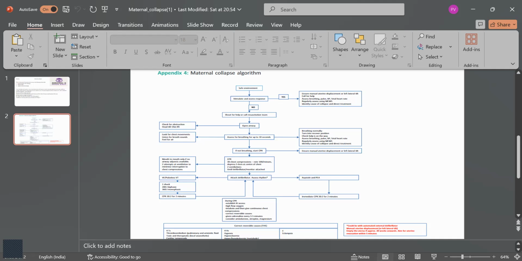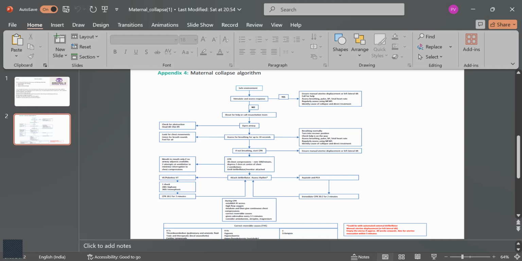Then, once the cesarean section is complete, we will check her vital signs. Then we'll find out what could be the cause for her collapse, and we'll treat the cause. This way we'll manage this patient with a maternal collapse.